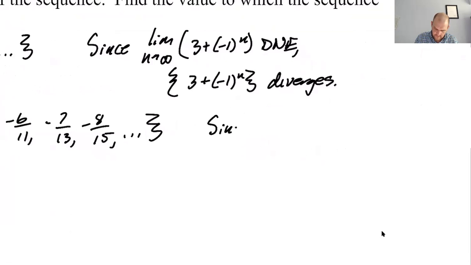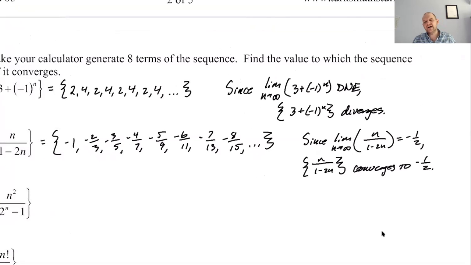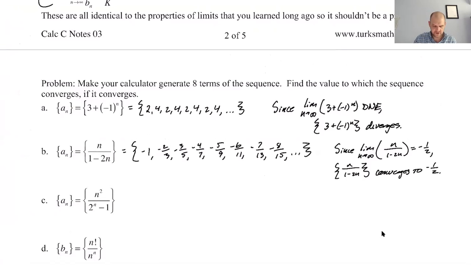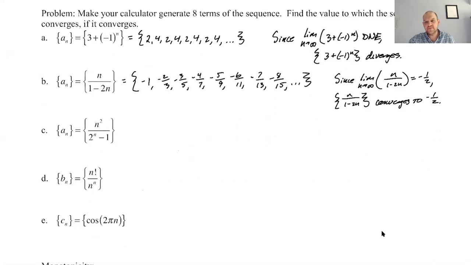since the limit as n approaches infinity of the quantity n over 1 minus 2n equals negative 1/2, the sequence n over 1 minus 2n converges to negative 1/2. Converges on or converges to? I'm not really sure which one I prefer. I feel like I'm gonna run out of vertical spacing with my explanations over there, but we'll see.